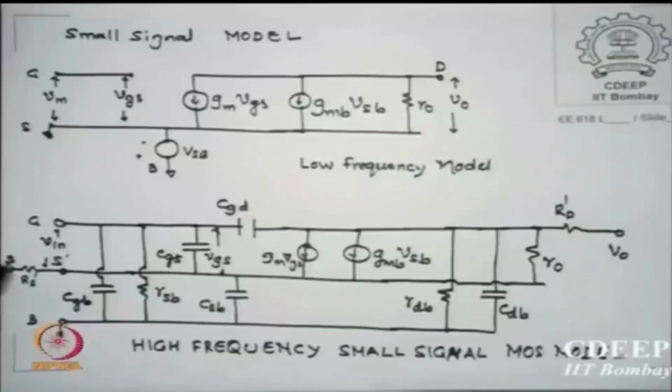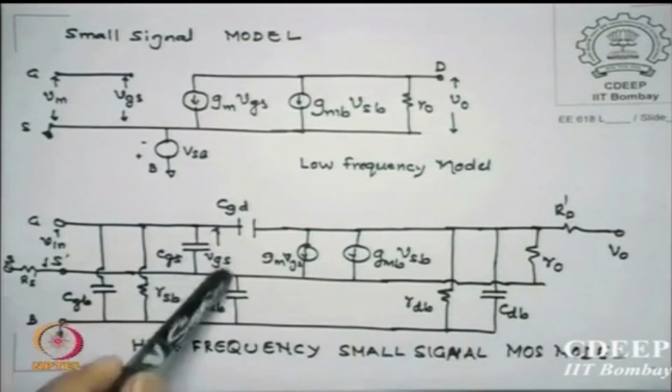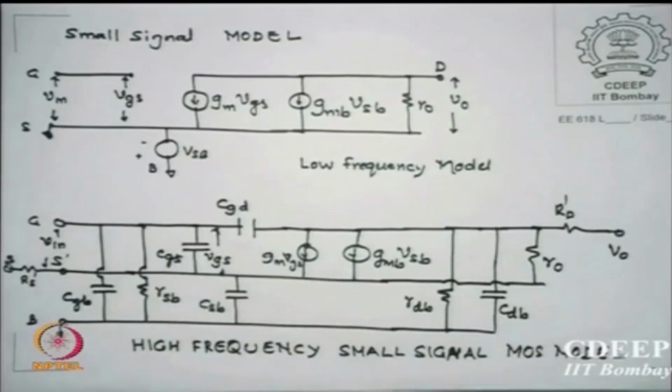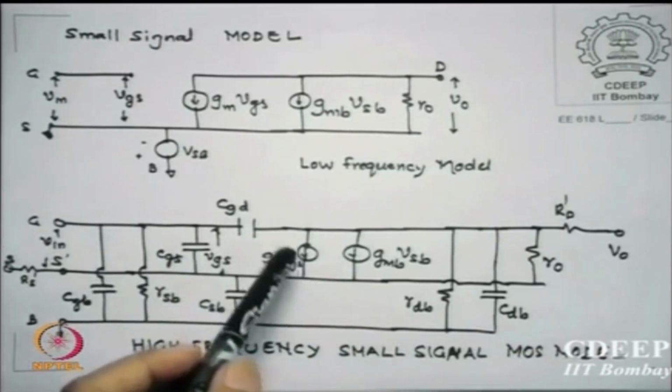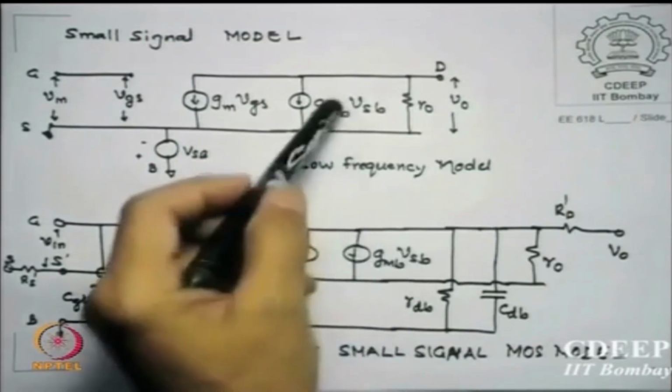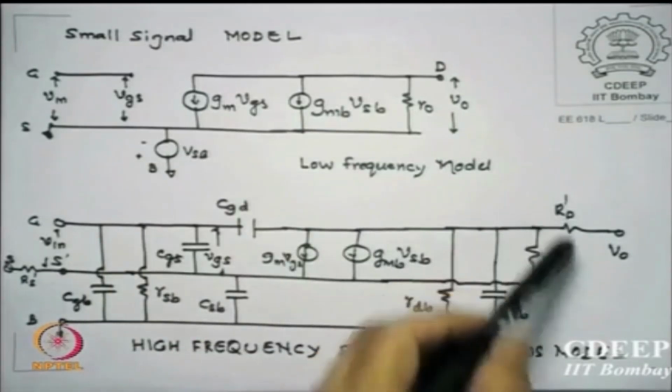You can see from here, the source has a small resistance Rs dash, which is the source region N plus region resistance. Similarly there is a drain region resistance which is Rd dash. The rest is similar. Then there is a capacitance CGS, gate to source capacitance, which carries VGS, and there is a capacitance between drain and gate which we call CGD. Then at the output side there is GM VGS as one current source, GMB VSB as the other current source, same as before.